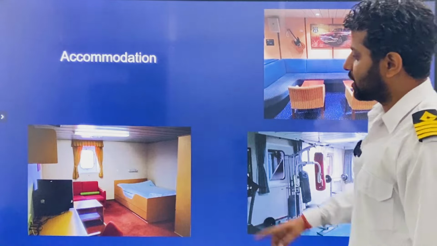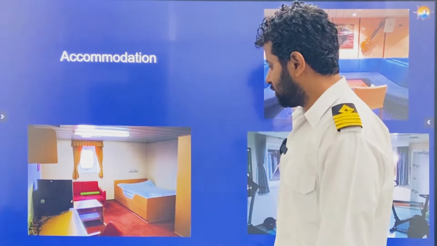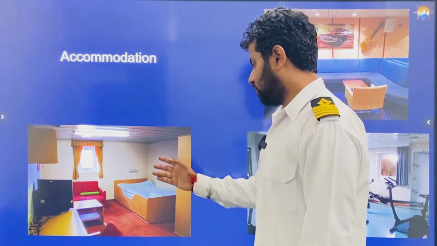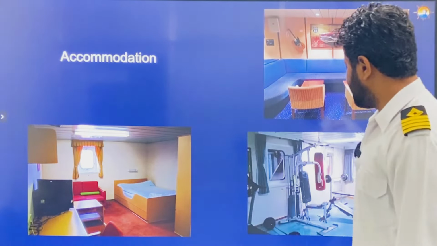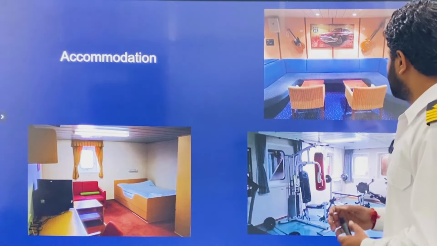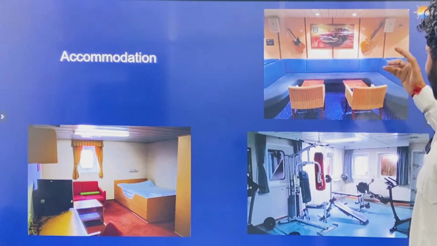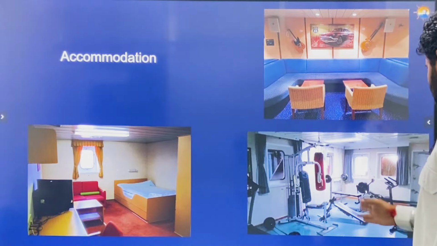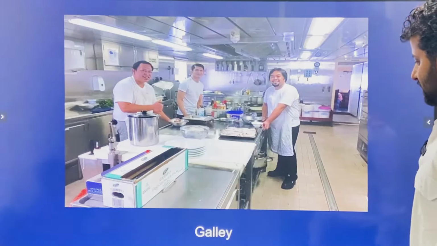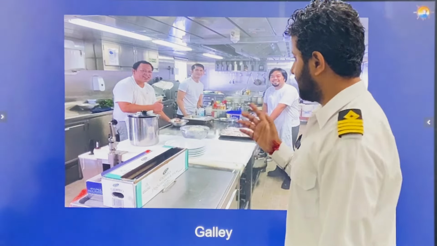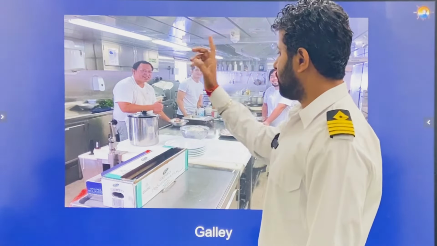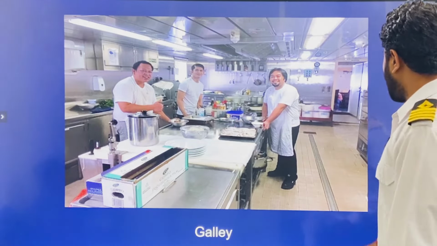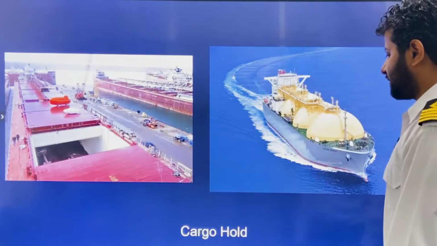Aage badhte hain. Accommodation, after working hell lot, you go and sleep in your cabin. This might be the cabin of a third officer or a third engineer or fourth engineer. Cabins of chief engineers and captains are huge. This is accommodation. Over here, I guess, this is the officers' smoke room, I would say. This is a gymnasium on the ship. This is the galley. Oh, they are lucky. Maybe the ship crew is more. They have got one chief cook, one additional cook and one steward. So they're working so that we can get good food.